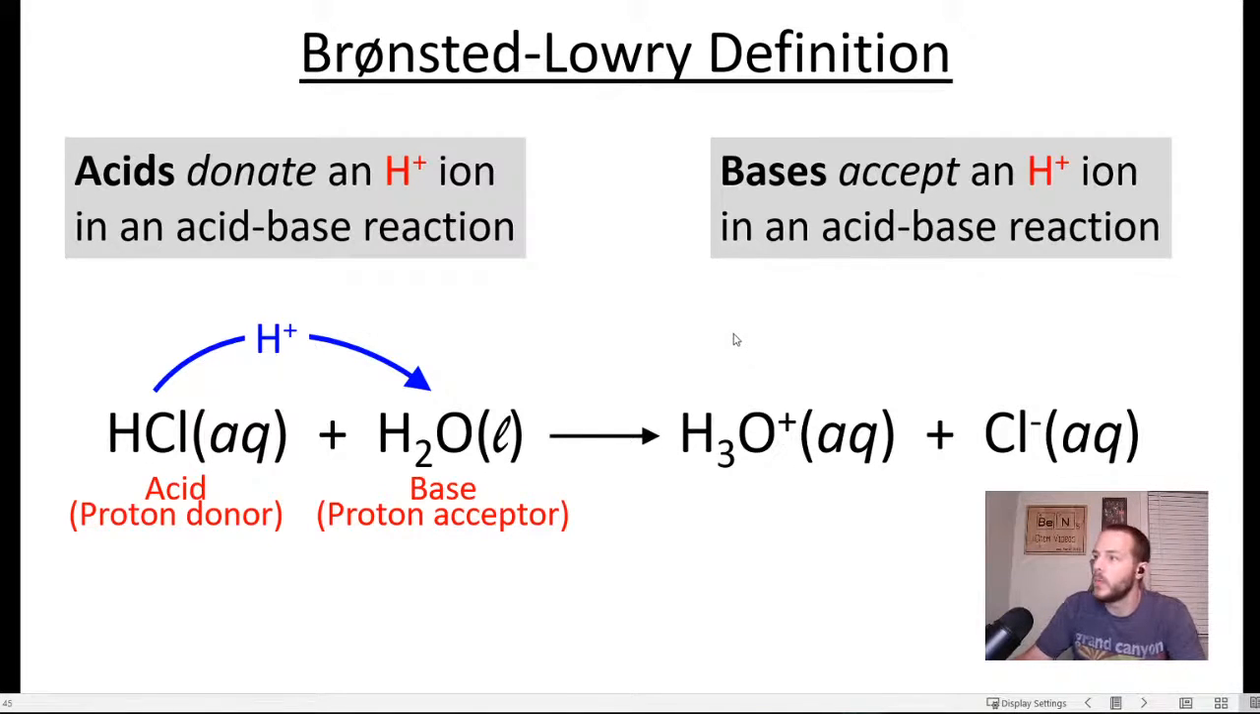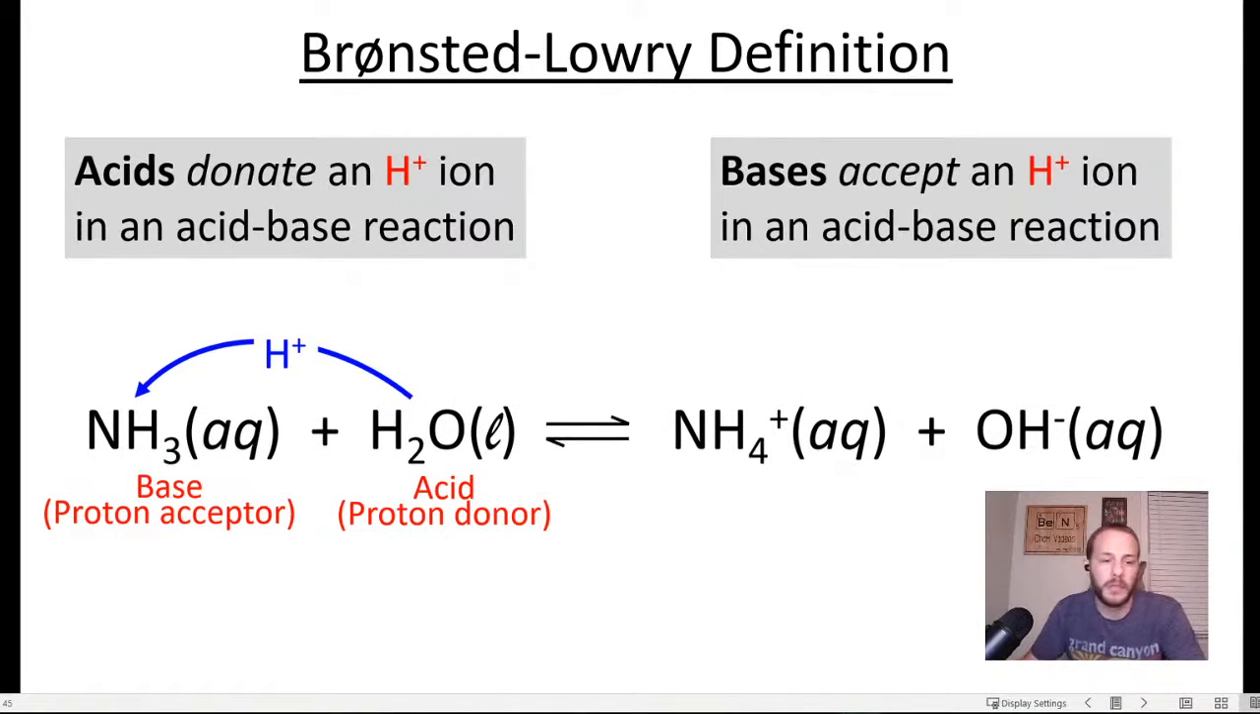And another example that we saw of an acid-base reaction is this one here, where we have NH3, that's ammonia, which actually is a base, and this time it's accepting a proton from water, which in this reaction is acting as an acid. And that, of course, produces the ammonium ion, that's NH4+, and the hydroxide ion, OH-.